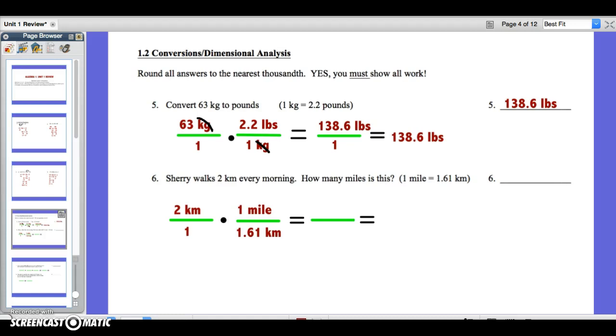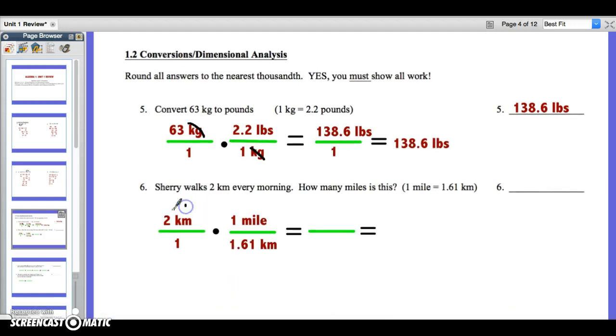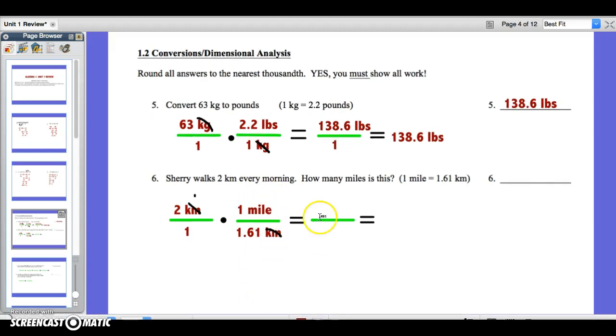So looking at this, my kilometers are going to cancel with my kilometers, and I'm left with miles, which is good. I'm trying to convert that to miles. So multiplying straight across, 2 times 1 is going to give me 2 on the top here. And then 1 times 1.61 is going to give me 1.61 on the bottom. And then the unit on this is going to be miles. So I'm going to go ahead and add that to the top one here.